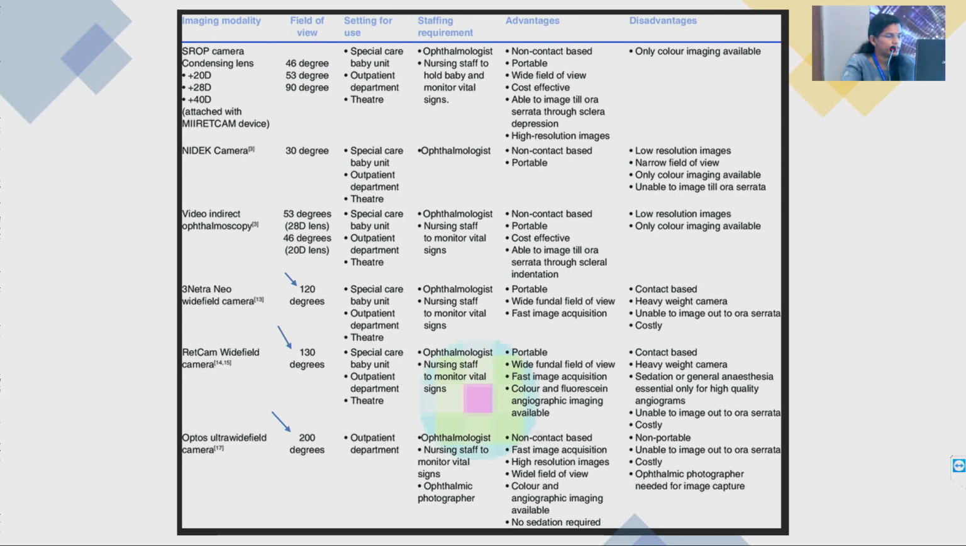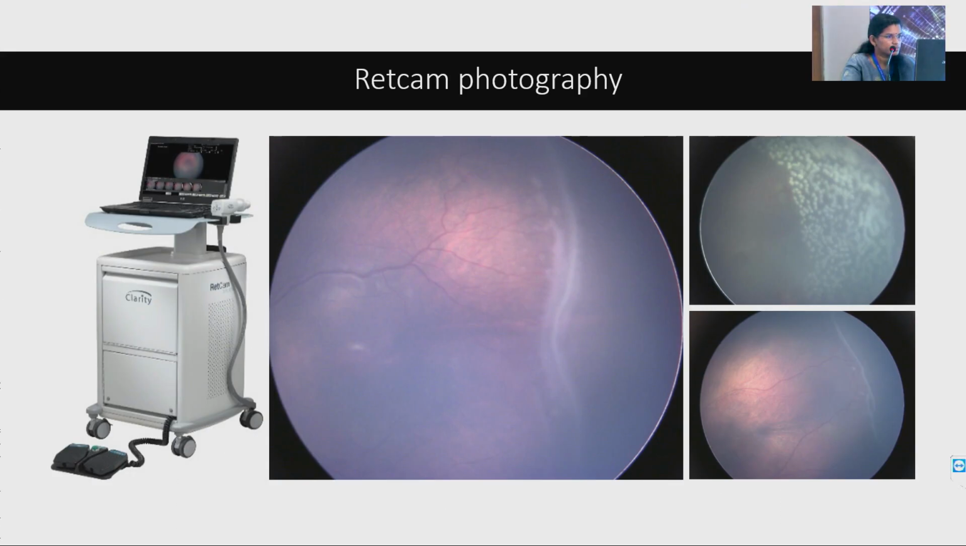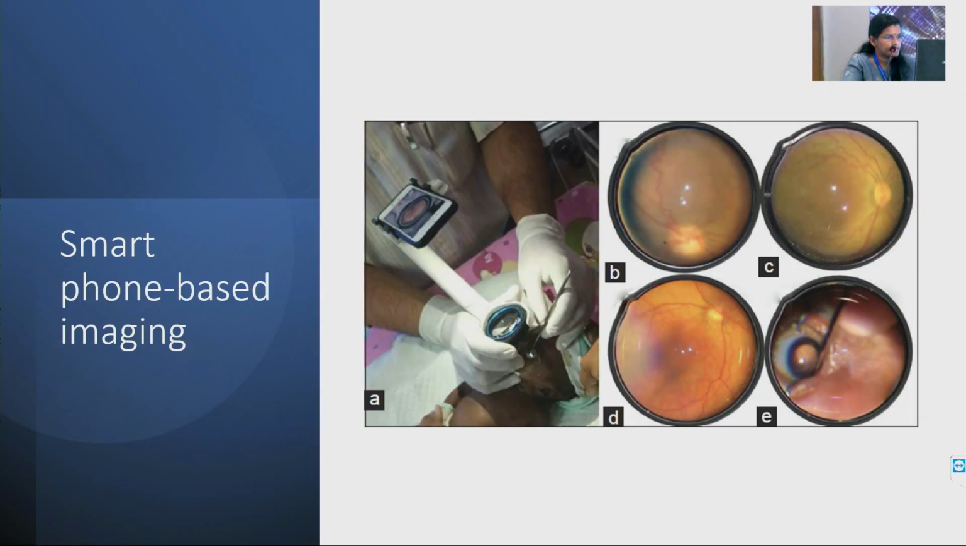These are the wide angle digital camera options available. Among them, Trinetra Neo gives 120 degrees of field, RetCam gives 130 degrees of fundus, and the Optos ultra wide field camera gives 200 degrees of fundus imaging. These are a few examples of RetCam imaging photography, the pre-treatment and post-treatment images. And the other option is smartphone based imaging.